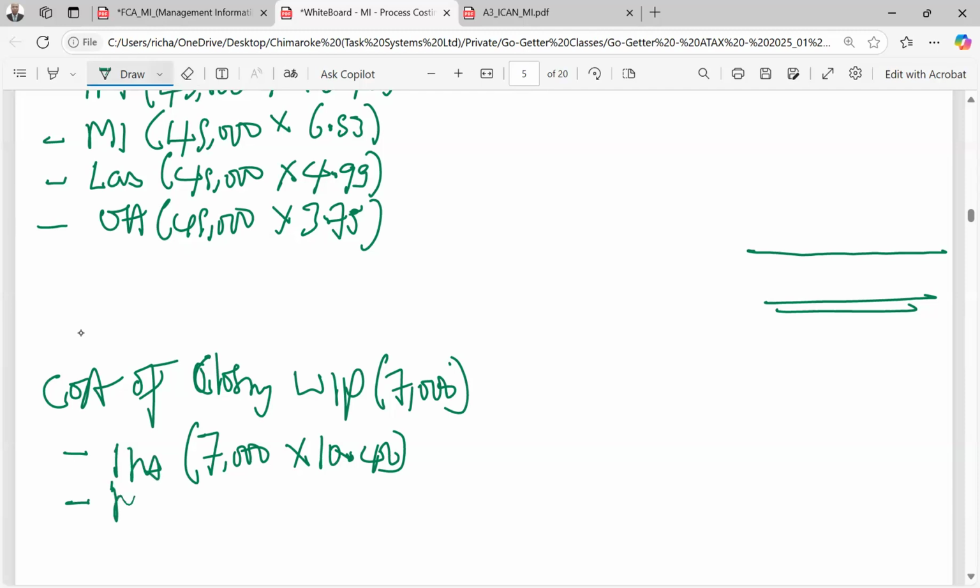Then we have material introduced. We said the equivalent was, what was that again? 4,200 was the equivalent. 4,200, if you multiply by 6.53, then we have labor. Labor, we said it was 3,500.